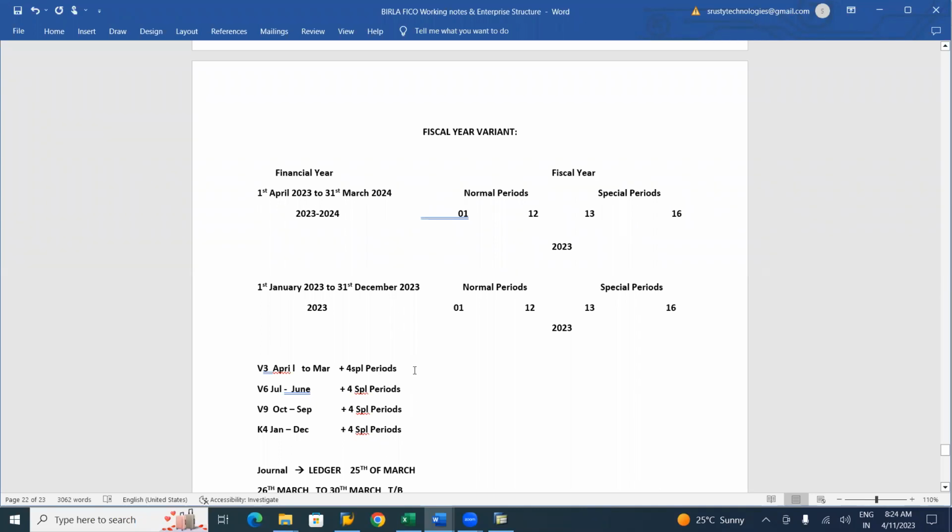For example, ours is Birla, right? So we are going to copy this variant, and we can give our own name. For example, I'll give it BV, where B stands for Birla fiscal year variant. We can give 2 characters, which could be one numeric and one alphanumeric, or both alpha, or both numerics. Anything we can give.